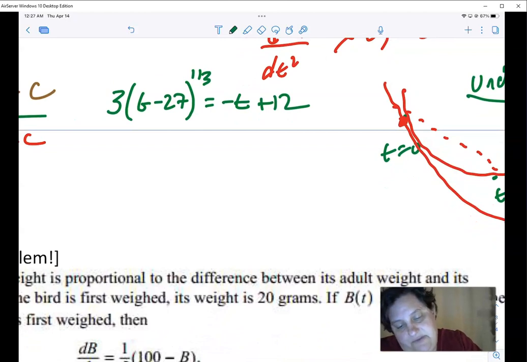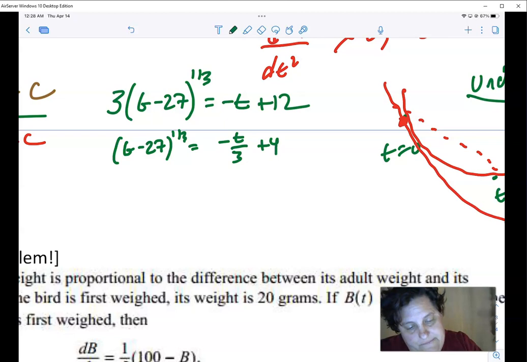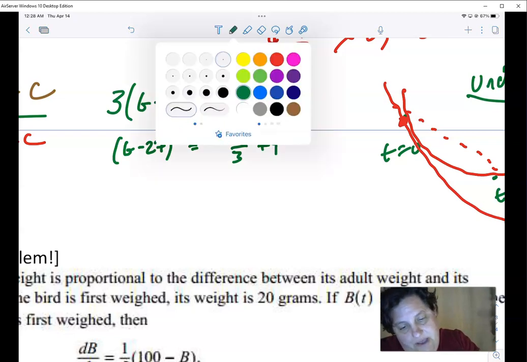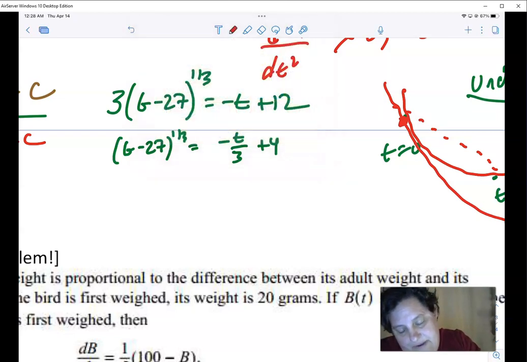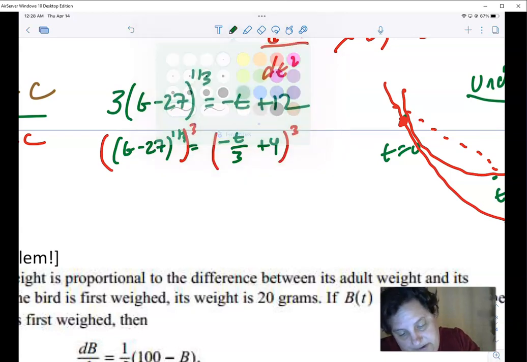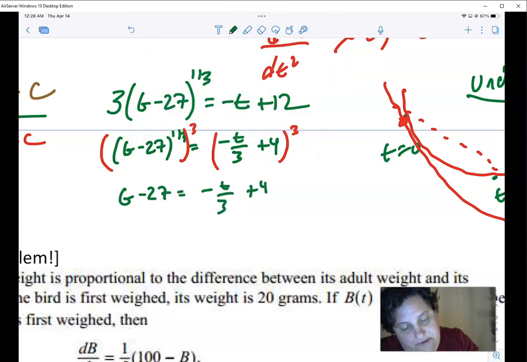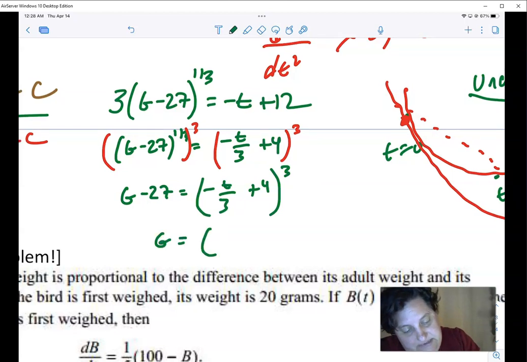Such a pain. Divide everything by 3. So it's basically negative t over 3 plus 4, right? I should divide both those by 3. How do I get rid of a 1/3 power? I just go to the third. So g minus 27 is negative t over 3 plus 4, to the third. So g is negative t over 3 plus 4, to the third, plus 27.